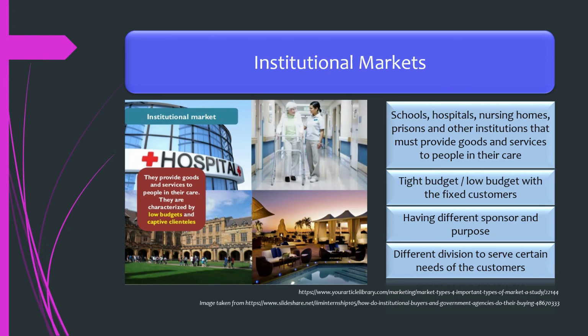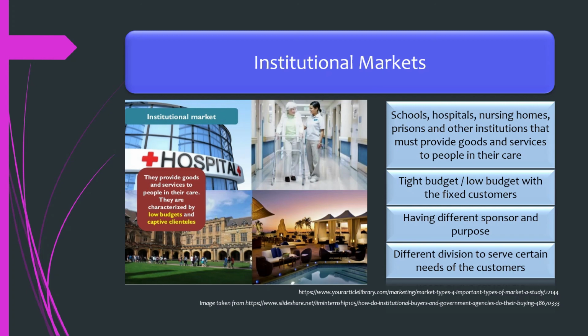So we have learned about the types of market: the consumer market, the business market, the government market, and the institutional markets. If you are still a user, and you are not going to sell your goods or your service, which means that you are the consumer market. And then if you have started to buy something and then you are going to sell again, you belong to the business market.